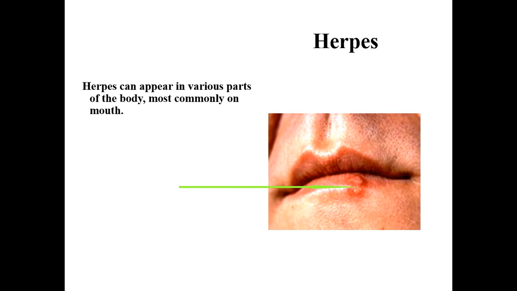Herpes simplex viruses are of two distinct types: herpes simplex virus 1 and herpes simplex virus 2. They differ from each other in many aspects.